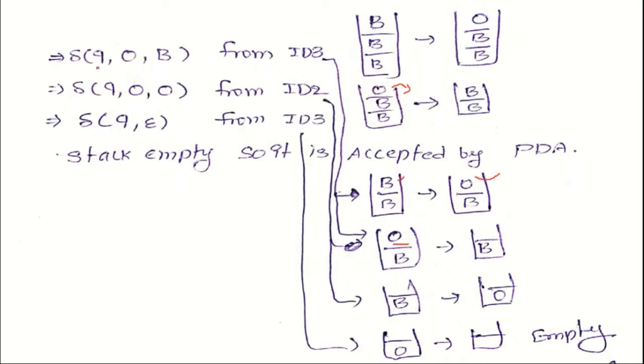Now next, the current state is Q and the top of the stack is B. The input is 0, so we can replace this B with 0. So Q comma 0 comma 0 as per ID 3, we can perform the pop operation, that is Q comma epsilon. Here this 0 will be popped from the stack. Now the stack is empty. So finally the stack is empty, and that particular string is accepted by the PDA. So the given string 0 1 0 power 4 is accepted by the PDA.